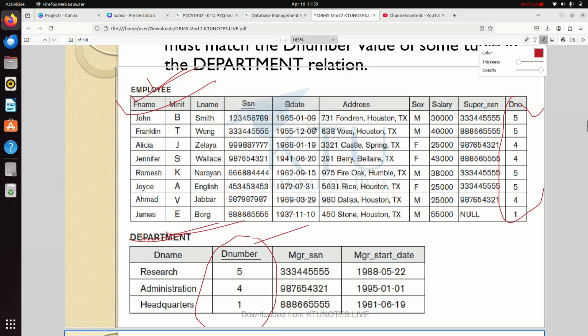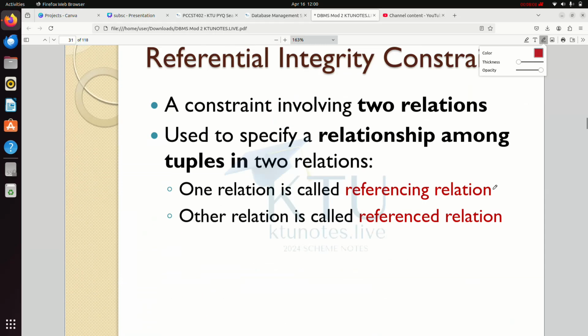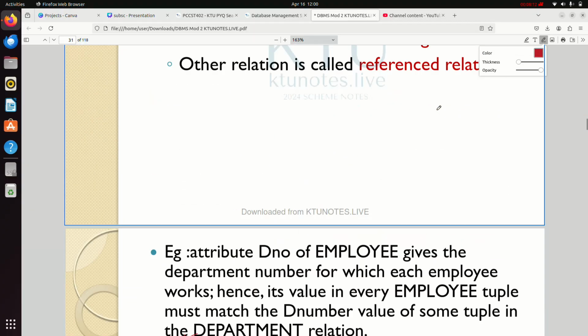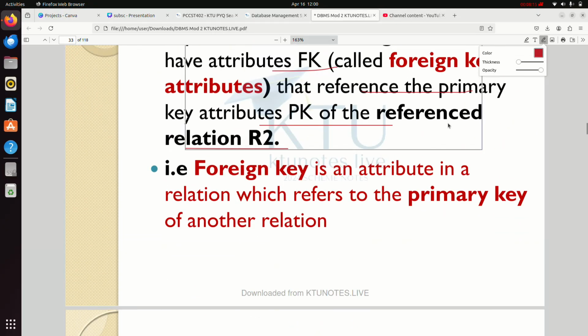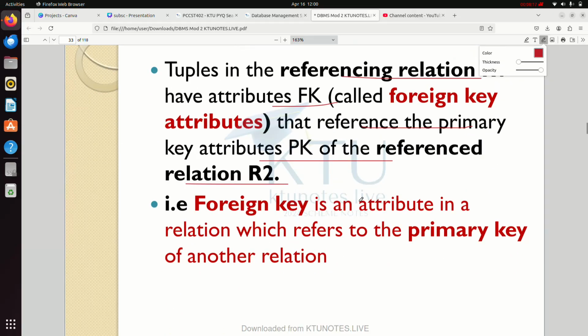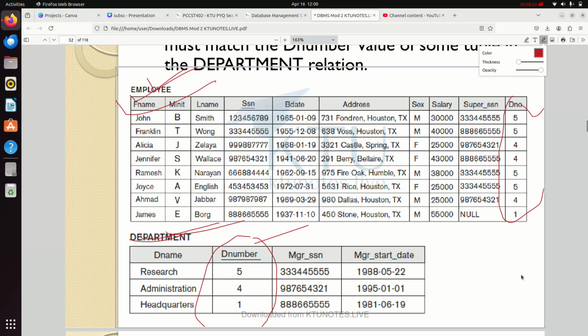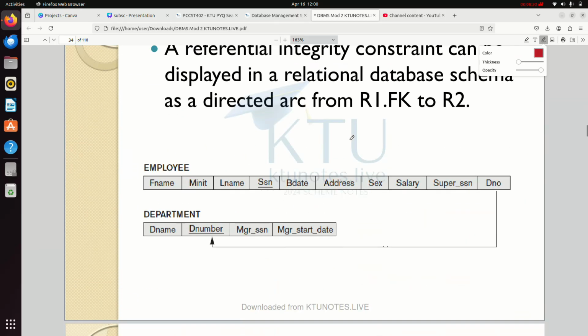So in the referencing relation, the referenced relation's primary key should be represented as a foreign key and it should be referenced here. Otherwise, it will be invalid. It will not be correct. The referential integrity constraint will not be satisfied then, so a database error will occur. So a foreign key is an attribute in a relation which refers to the primary key of another relation. A foreign key is just an attribute in one relation which is actually the primary key of another relation.